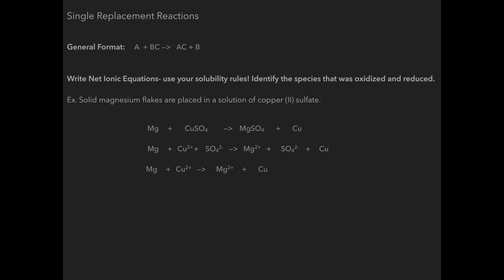This is why it's called an oxidation-reduction reaction. Because if you notice, magnesium is losing electrons to become Mg2+, which means magnesium is oxidized. Copper goes from a +2 to a 0 charge, which means it gained electrons, which means it is being reduced.